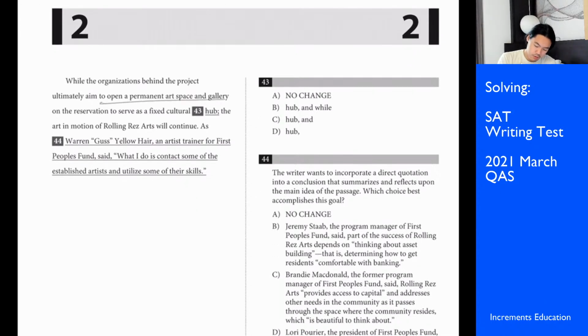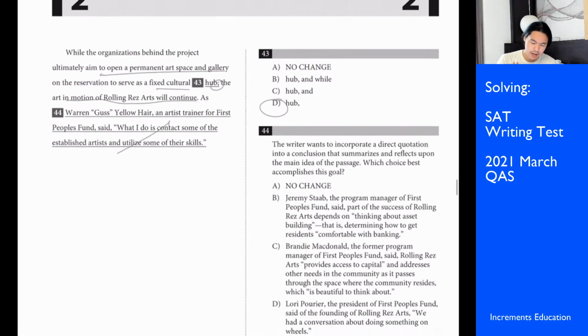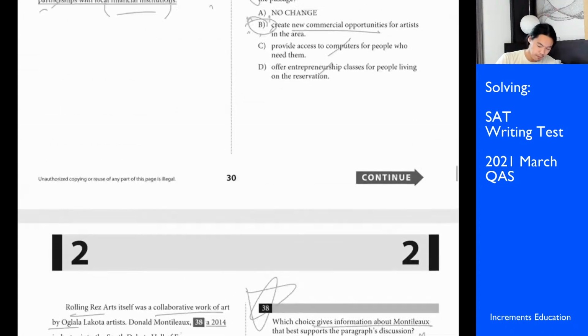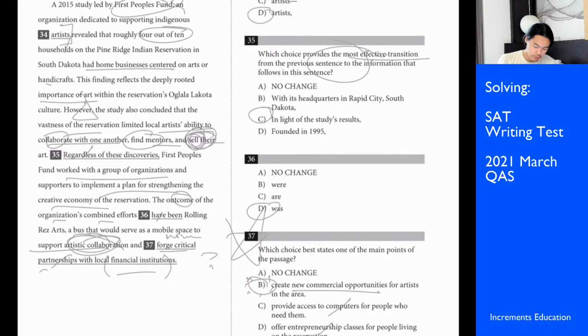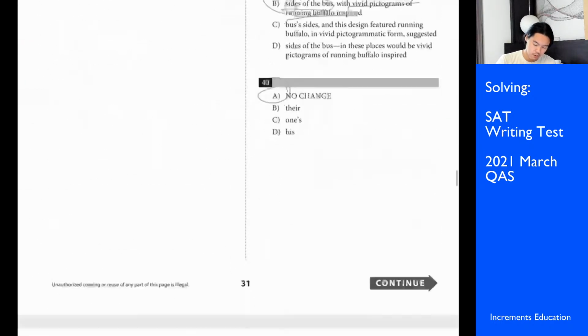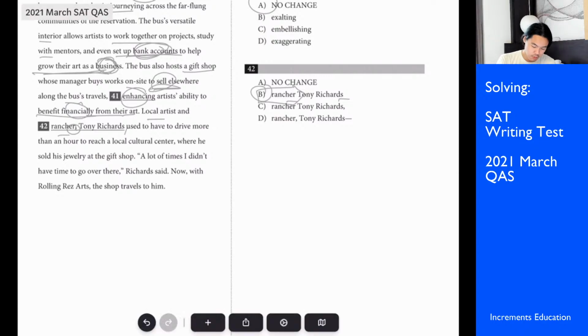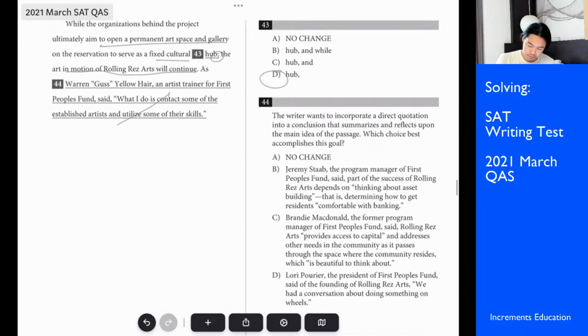Ultimately, permanent art space to serve as a fixed cultural hub, while, so this has to have a comma, the art in motion will continue. As he said, what I do is, oh, this makes it sound like he's just exploiting them. We want to talk about how this is, the First People Fund helped something that actually, right, we're talking about Rolling Res Buzz, right? So I want to talk about the impact of Rolling Res Buzz.